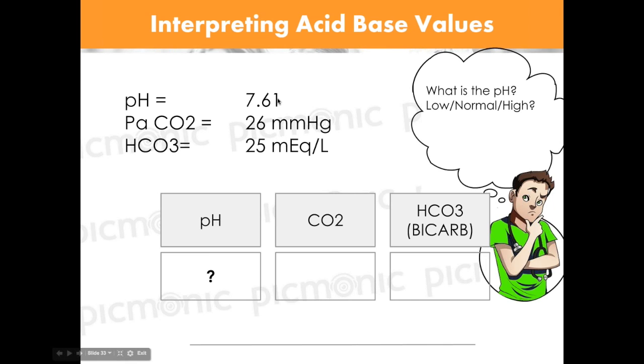So next question is a pH of 7.61. What do we know about the pH? Quickly. Right, high. So immediately, 7.61 pH, boom, alkalosis, done. What are we going to look at next? CO2. So we're going to look at this CO2. Is that normal? Is it high? Is it low?